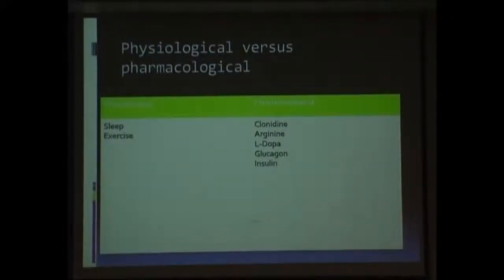The various tests which are available to us are either pharmacological or physiological. Physiological tests include sleep and exercise, not very specific, hence no longer recommended. The pharmacological tests include clonidine, arginine, levodopa, glucagon, and insulin. The gold standard for growth hormone stimulation testing is insulin, but in pediatric practice, we generally follow the clonidine stimulation test on an OPD basis.